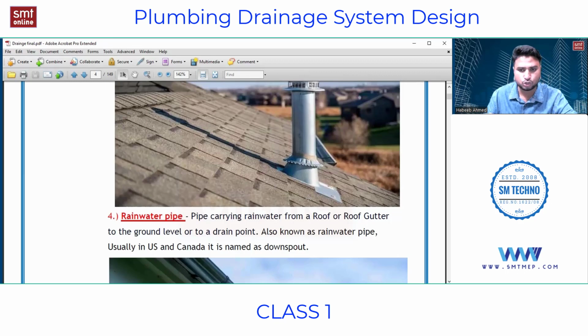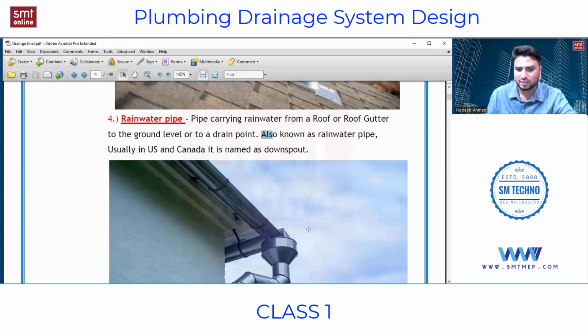Either it is a sloped roof or a flat roof, doesn't matter. Regardless of that, the main purpose to install a rainwater pipe is just to collect the rainwater from the roof areas and bring it down to the ground level or to a drain point if we have provided that. Okay. The same thing has been mentioned, a pipe carrying rainwater from a roof or a roof gutter to the ground level or to a drain point, also known as a rainwater pipe. Usually in US and Canada, it is named as downspout.